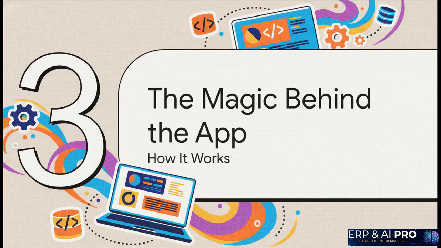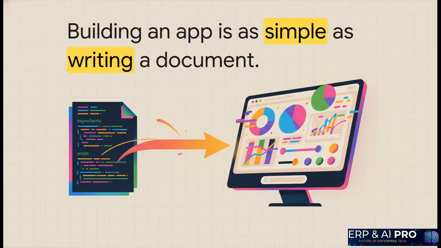So, you're probably wondering, how on earth is this even possible? How can someone who isn't a web developer just build an app so easily? Well, let's pull back the curtain and look at the magic behind it. The core idea here is to make building an app feel as simple as writing a document. It's like this. Your Python data script is a recipe. Streamlit takes that simple text-based recipe and instantly turns it into a fully baked, interactive cake that anyone can enjoy.